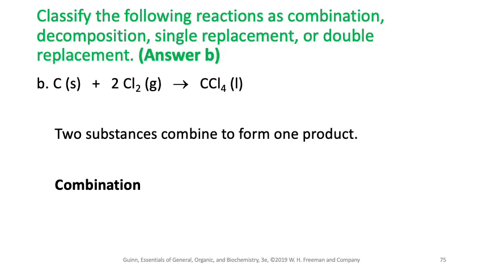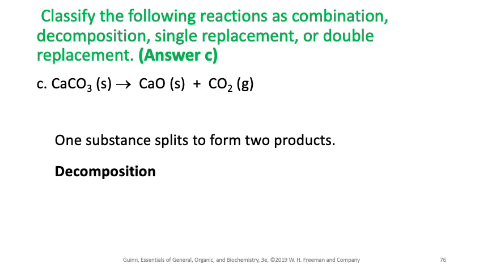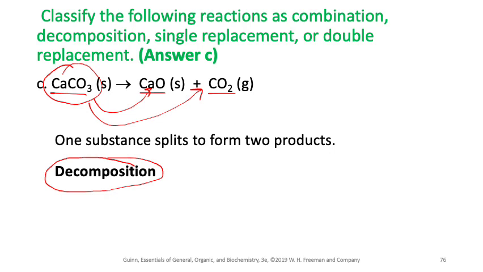What about the second type of reaction? Carbon reacts with chlorine gas and gives you carbon tetrachloride, CCl4. So you have more than one reactant combining to form a single product. So this is an example of a combination reaction, right? In the third type of reaction you have calcium carbonate giving you calcium oxide and carbon dioxide. So a single reactant giving you 2 products. So this has to be decomposition. So this is a decomposition reaction.